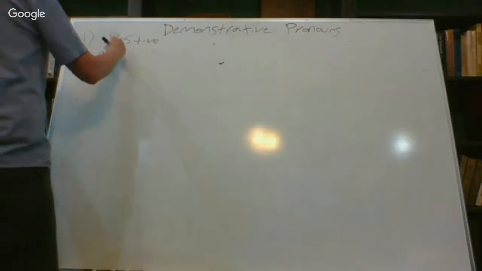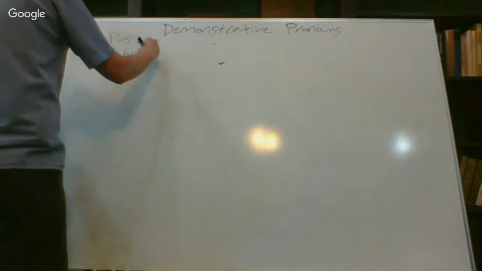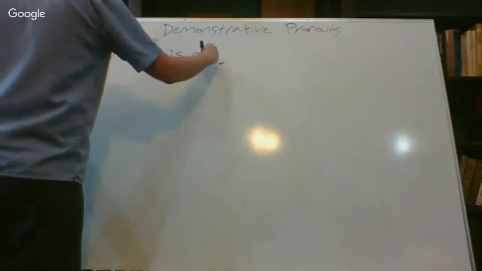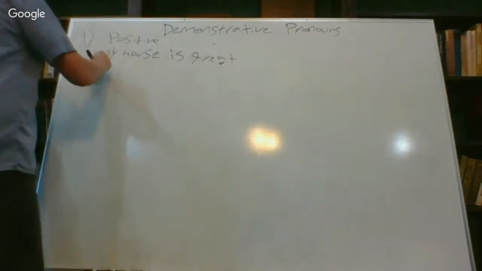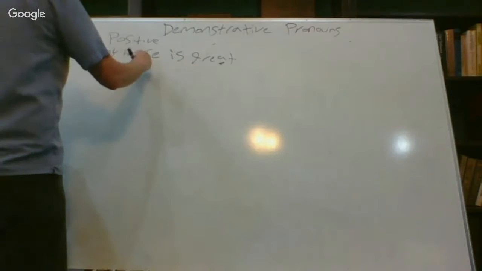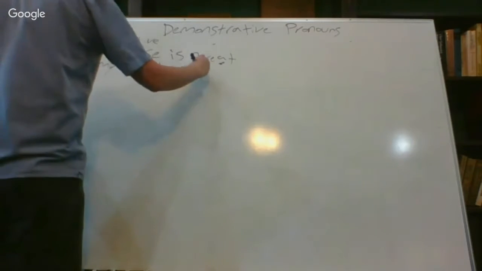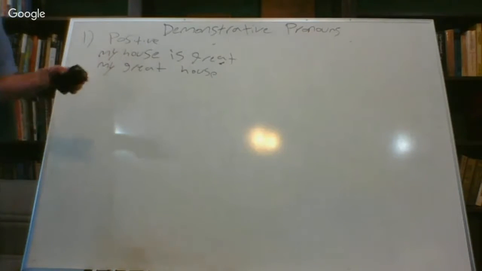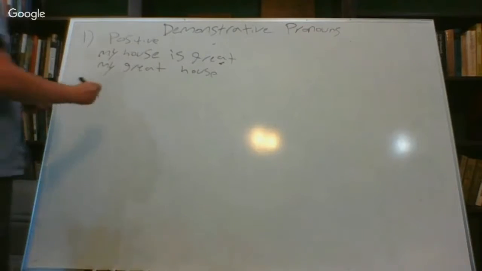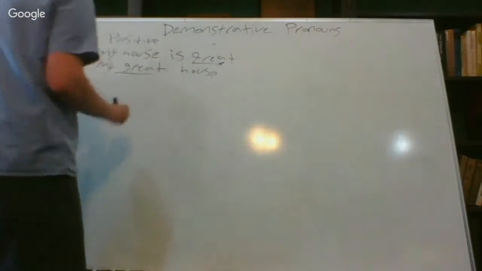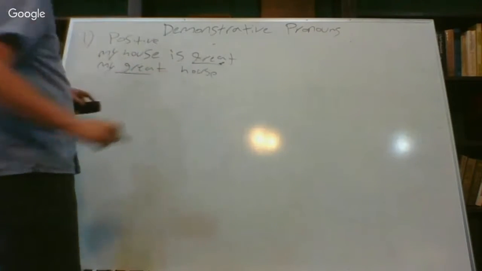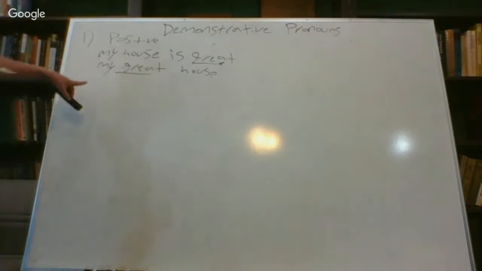We can say, my house is great. Or I could say, my great house. So in both of these examples, which one is the adjective? Great. Yep. So here, I'm predicating something about my house. Here, I'm just saying my great house. Most of the time, you'll find your adjectives functioning in just the simple positive.